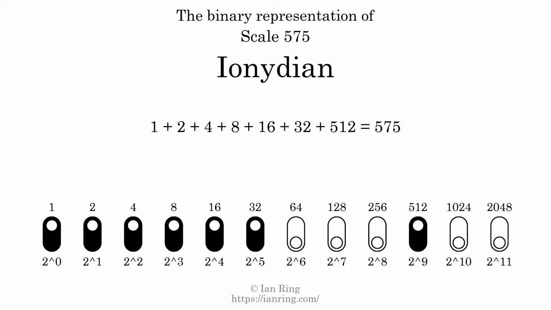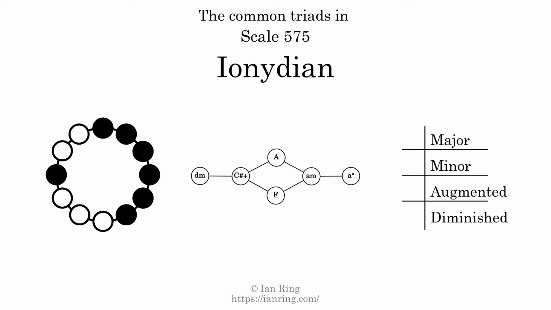The scale number not only enumerates the scale with a unique index, but it also literally describes the tonal content of the scale. Represented as a binary number in base 2, the scale number is 001000111111. Here are the common triads present in this scale.